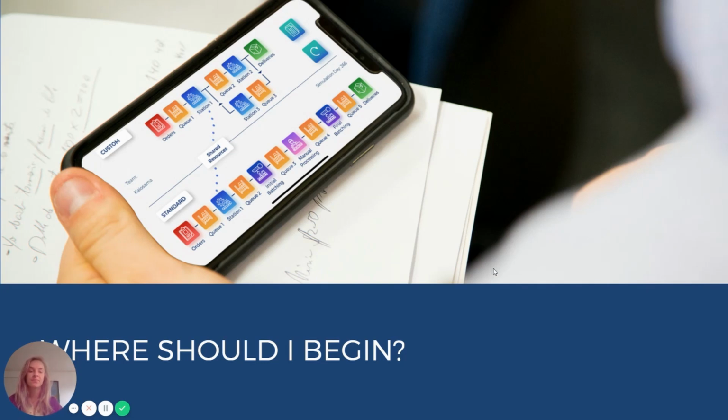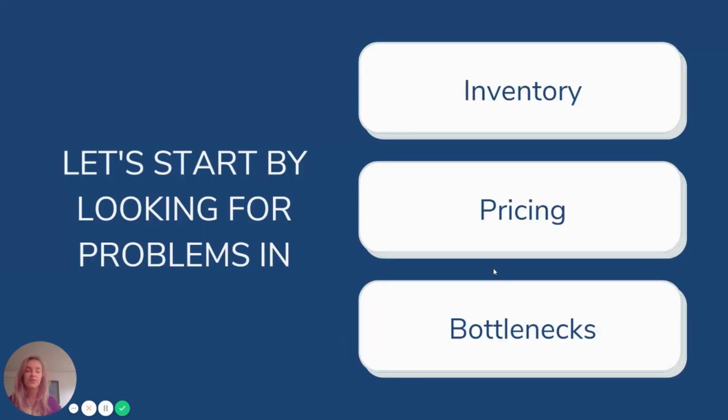So where to begin? Let's start by going through inventory and pricing and looking for problems. It's then good practice to go through the different queues and see if you can spot any bottlenecks. From here on out, I'm going to be explaining the game using an example scenario. Your numbers will likely be different. However, the approach that we'll use is valid for both.